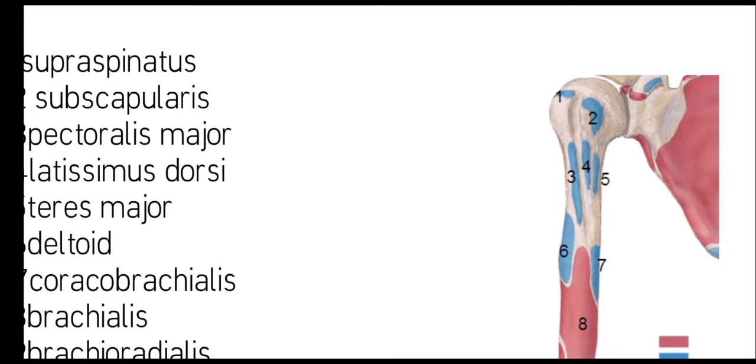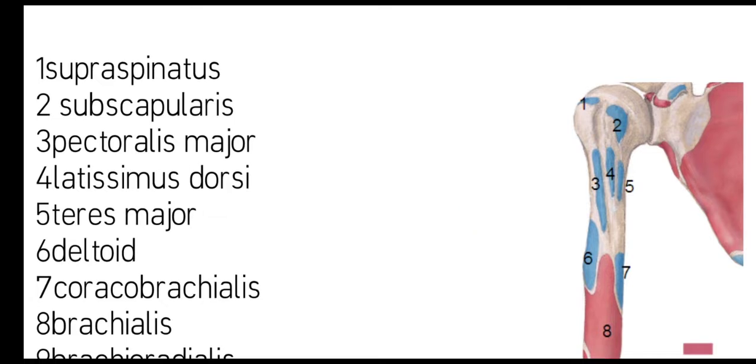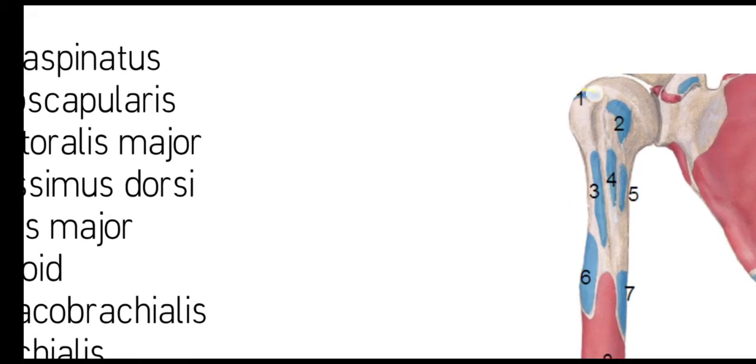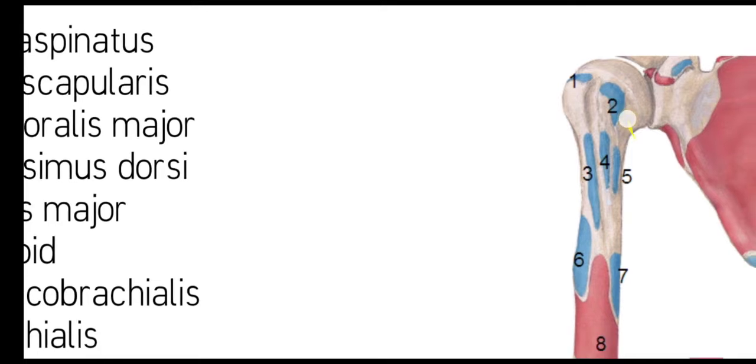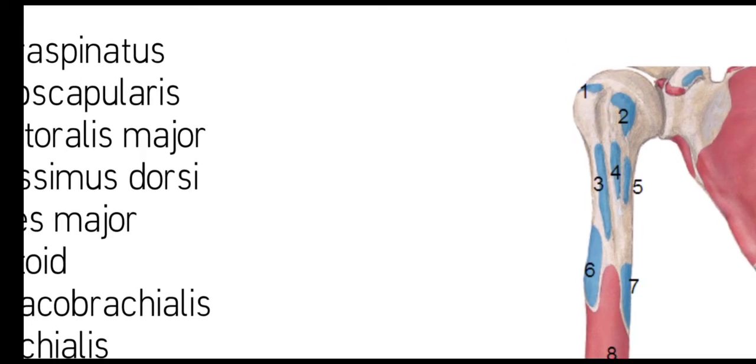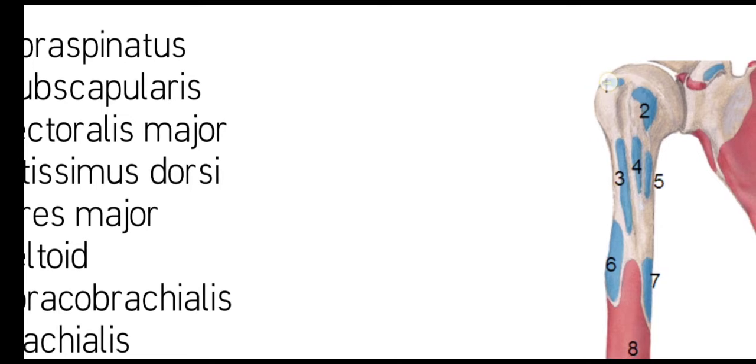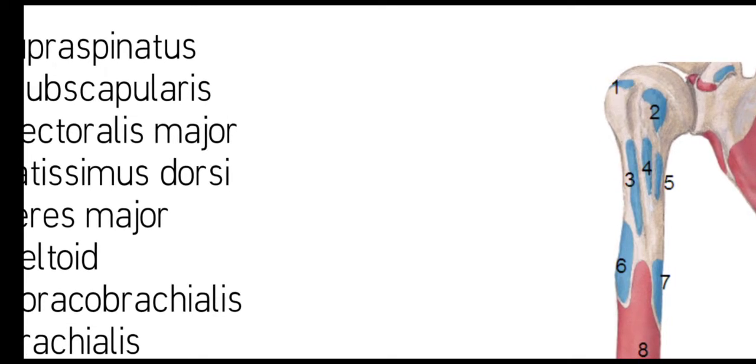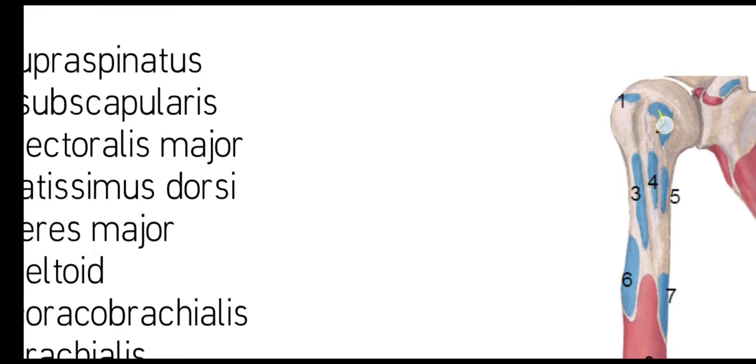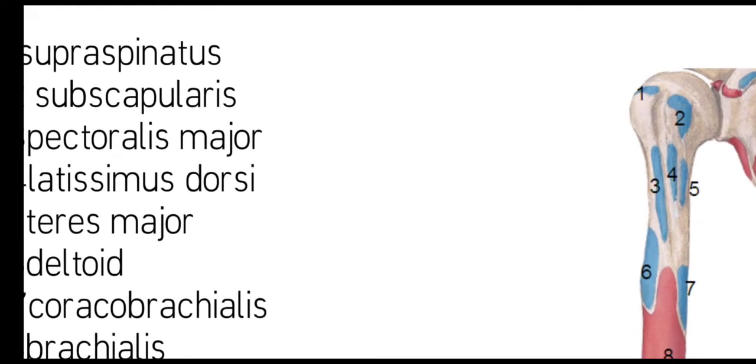Let's talk about the first muscle. The supraspinatus muscle is inserted onto the upper part of the greater tubercle. This is the greater tubercle, this is the lesser tubercle, and this is the intertubercular groove. So the muscle which inserts at the upper part of the greater tubercle is the supraspinatus muscle. Then the subscapularis muscle is inserted in the lesser tubercle. Here we can see this insertion is here.